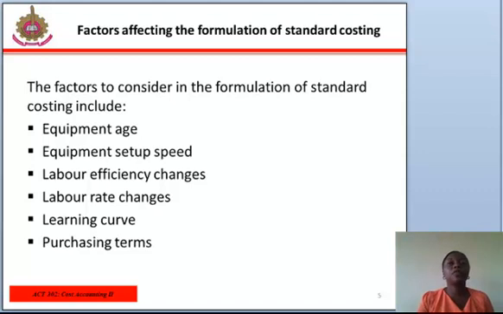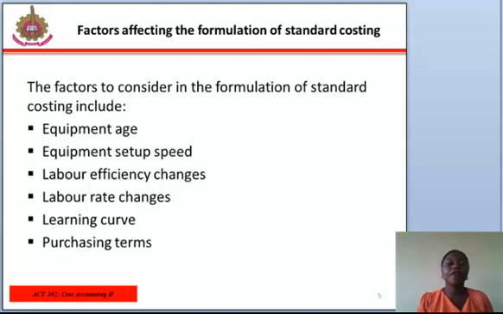Factors affecting the formulation of standard costing. The following are the factors to be considered in the formulation of standard costing. 1. Equipment age, equipment setup speed, labor efficiency changes, labor rate changes, learning curve, and lastly, purchasing terms. Let's take this one by one.